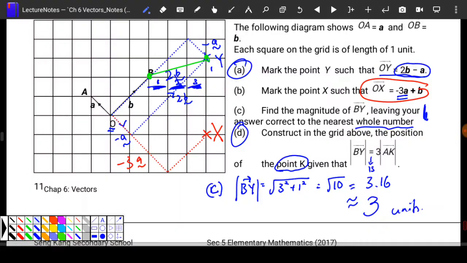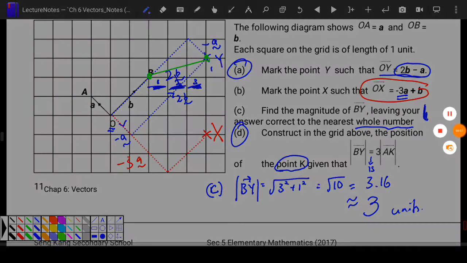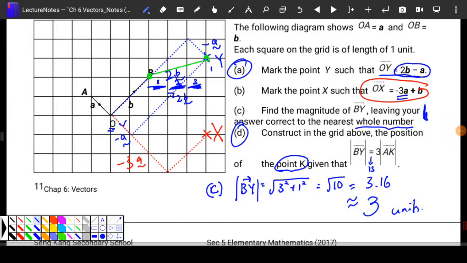Okay, so we are at D now. For D, it says construct the grid, the point K where BY is 3 times of AK. So can I check, BY, what is the magnitude? 3 units, right? Should I use 3 or should I use 3.16? Just use 3.